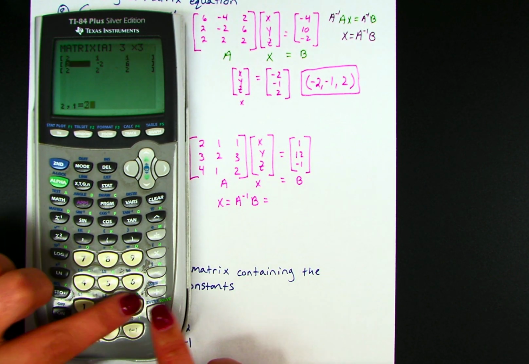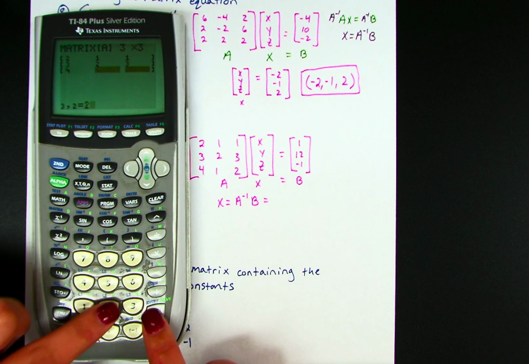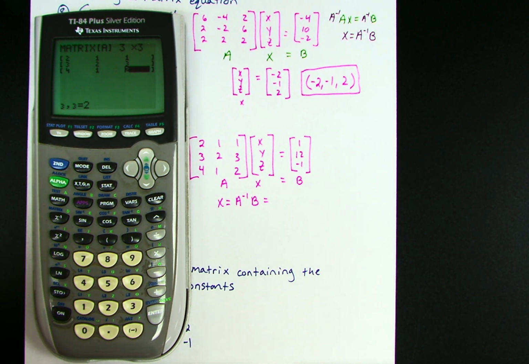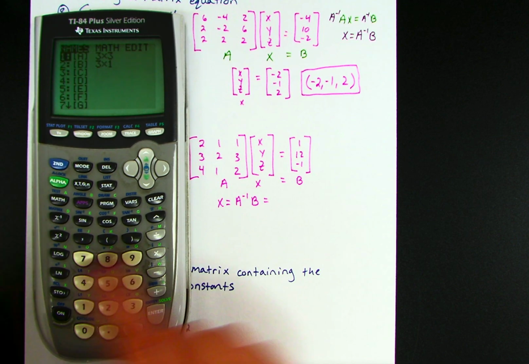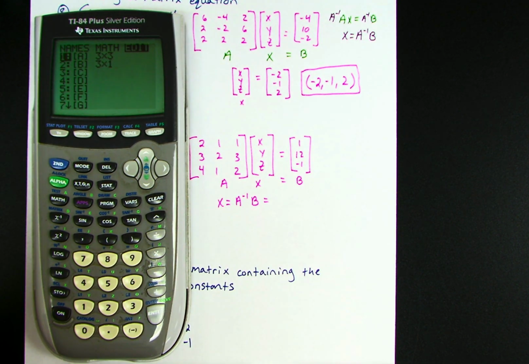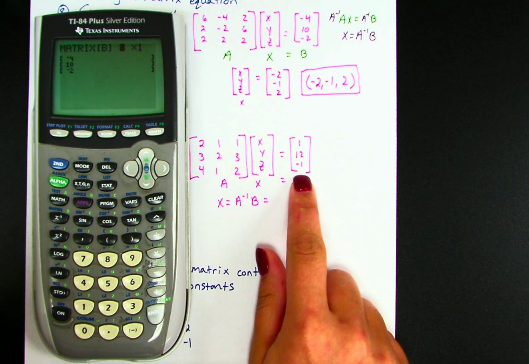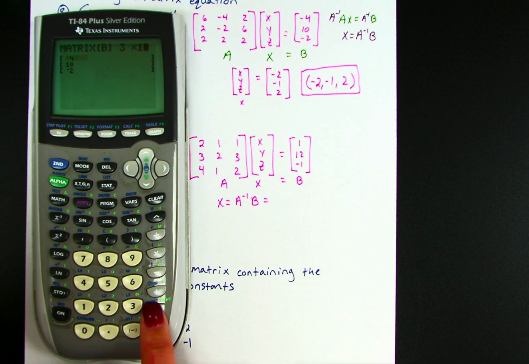Okay. And then now I'm going to type in my second matrix. So I'm just going to press second and then my inverse key again, back over to edit. This time I need to remember to arrow down to matrix B. And then I'm typing in this one. So that's a 3 by 1 for the dimensions. And then typing in the 1, 12, -1. And then second mode to quit.